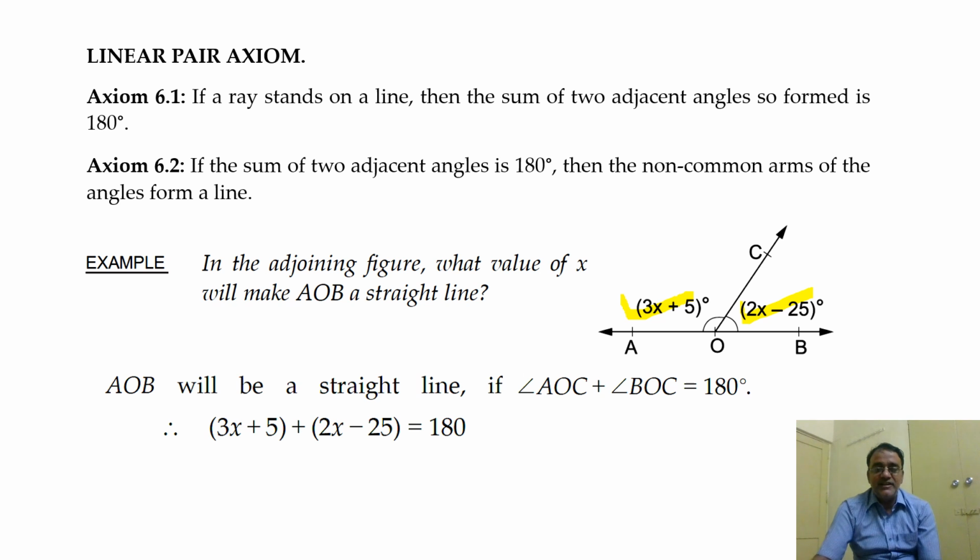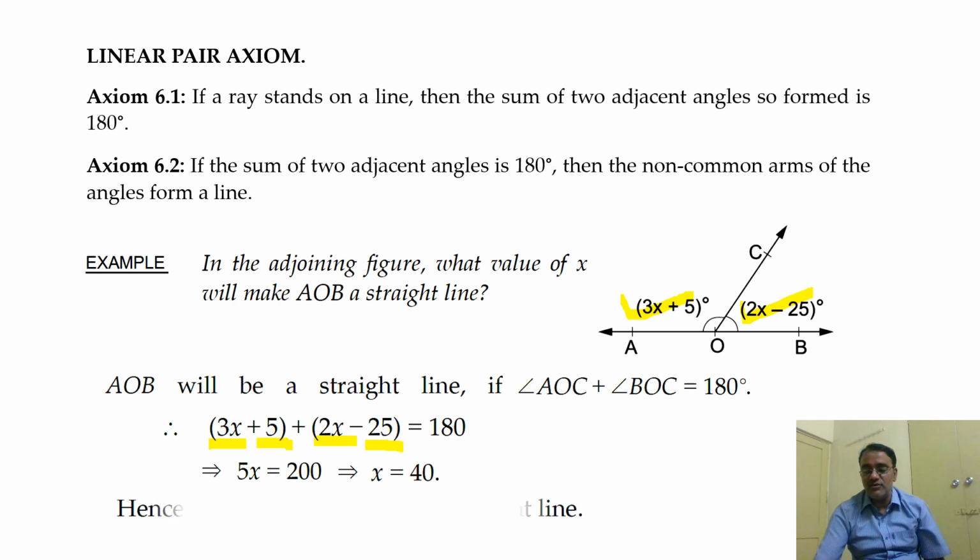Okay. Now 3x and 2x will make 5x, and plus 5 minus 25 minus 20 होगा. राइट साइड में लेके जाएंगे तो प्लस 20, that is 180 प्लस 20, 200 हो जाएगा. So x will be equal to 40. Right? Now, only the value of x we need to find. Hence x equals 40 will make AOB a straight line.